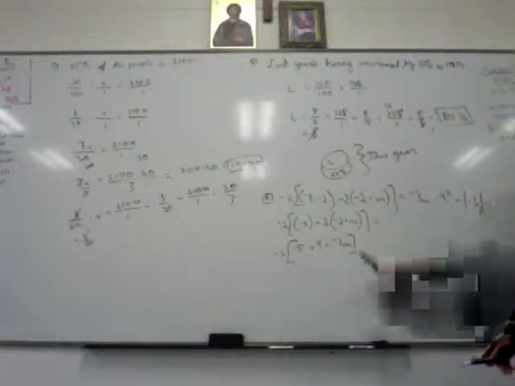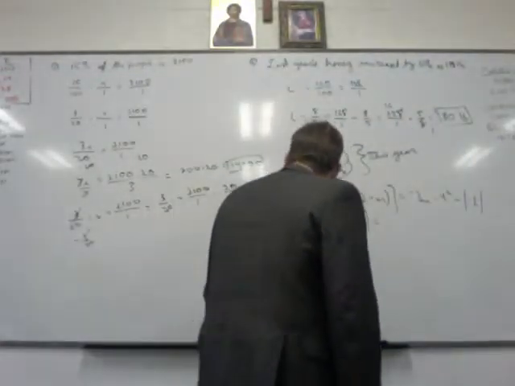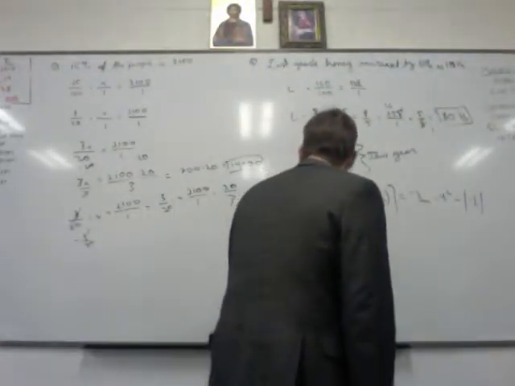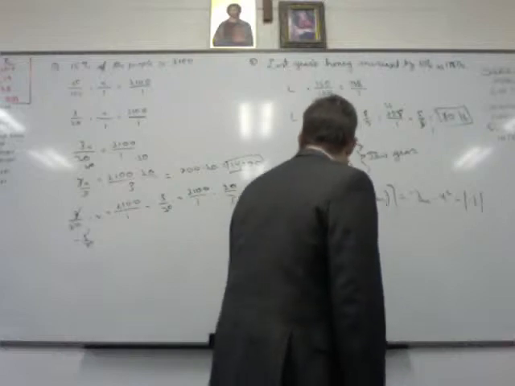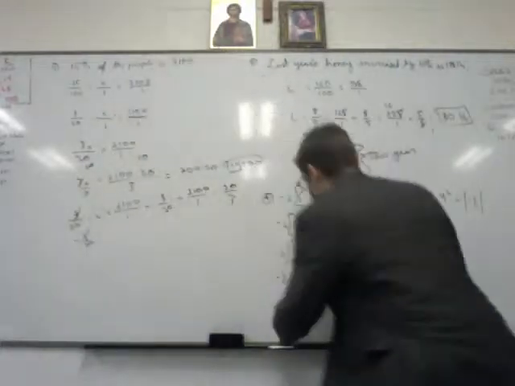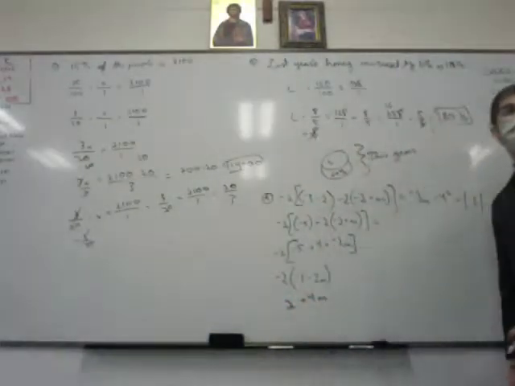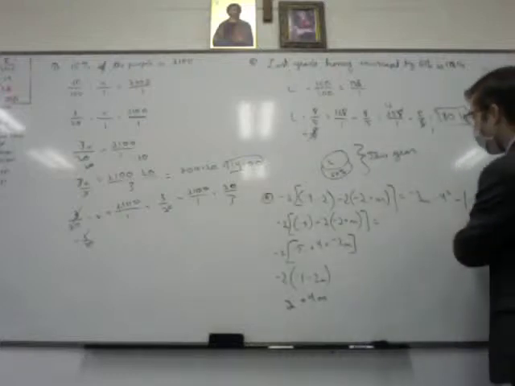All right, so now what do we do on the left here? Add like terms. What are we going to get? -1 minus 2m. Then what do we do? You get 2 plus 4m. 2 plus 4m is what we get on the left, equals. Now let's go to the right.